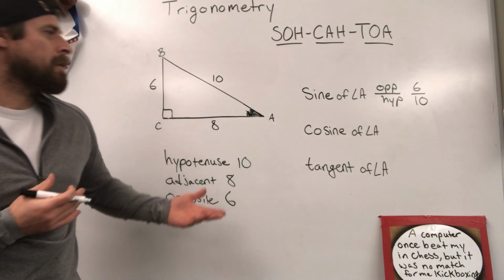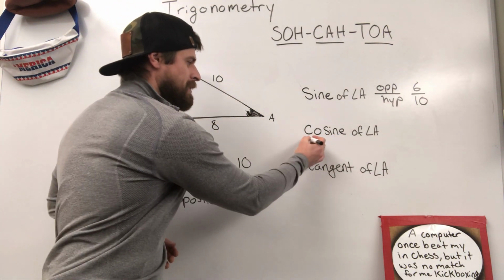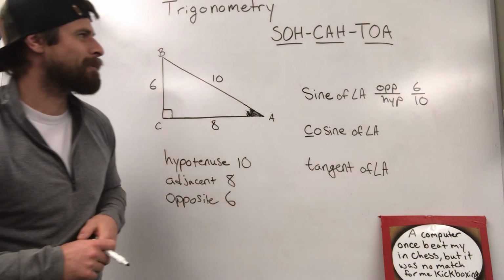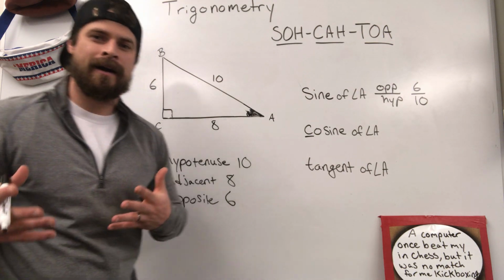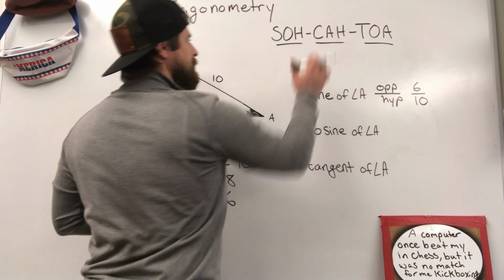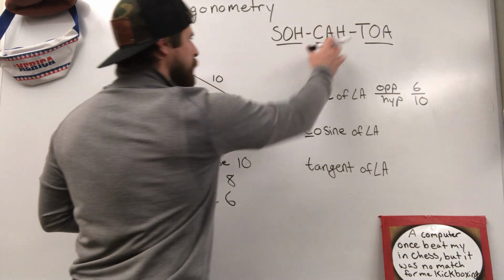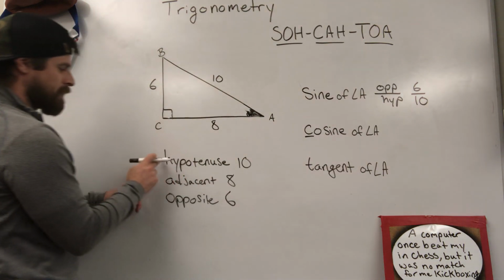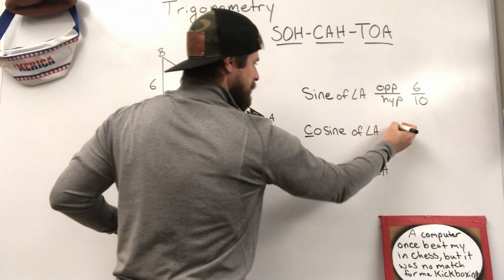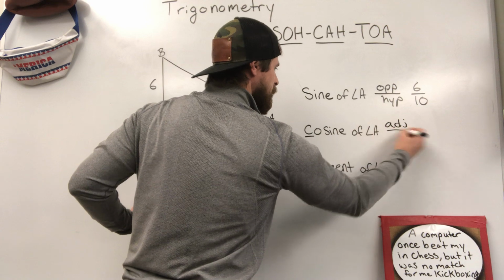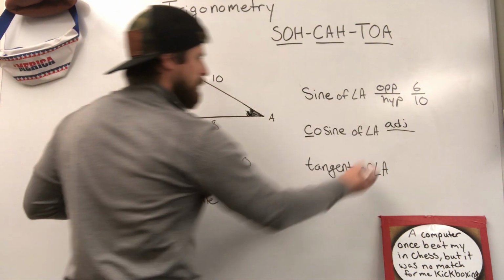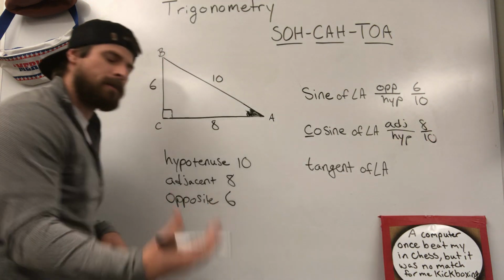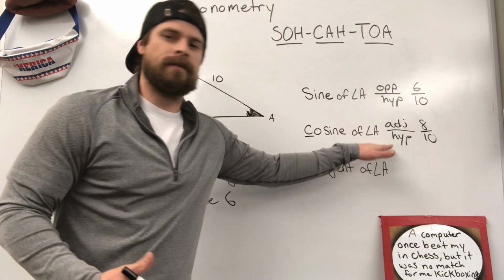Try the next one. Cosine starts with the C. Sine, cosine, or tangent. Which one could it be? I wonder. Yes, it's cah. Cah. Starts with the C. Adjacent over hypotenuse. A stands for adjacent. H stands for hypotenuse. So we're going to take 8 adjacent over 10, our hypotenuse. 8 over 10 is our trigonometric ratio for cosine of angle A.